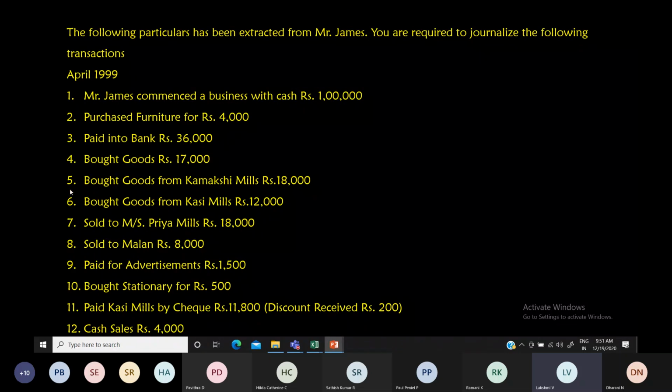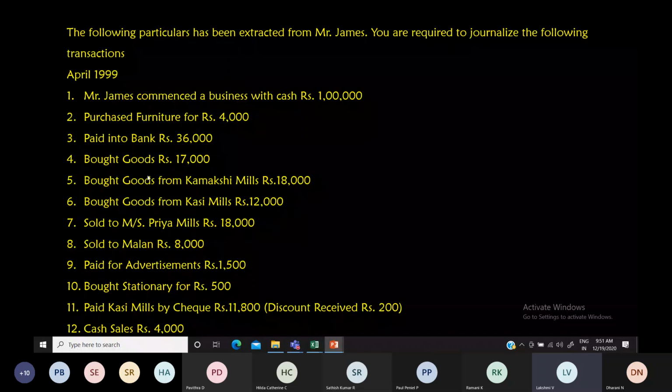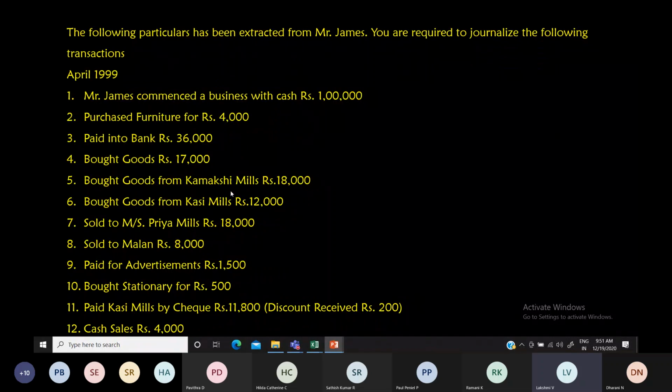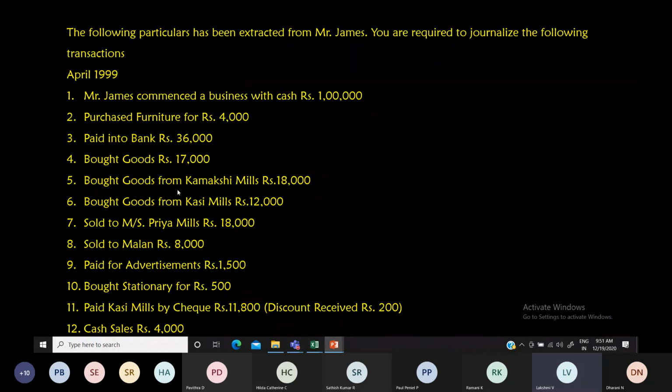So on 5th, bought goods from Kamakshi Mills rupees 18,000. So they have again purchased goods, and the goods have been purchased from a particular mills, Kamakshi Mills. Then it is considered a credit purchase, because nothing about cash is mentioned here. If cash were mentioned, it would be considered a cash purchase. But here only a person's name is given, so you have to consider it a credit purchase.